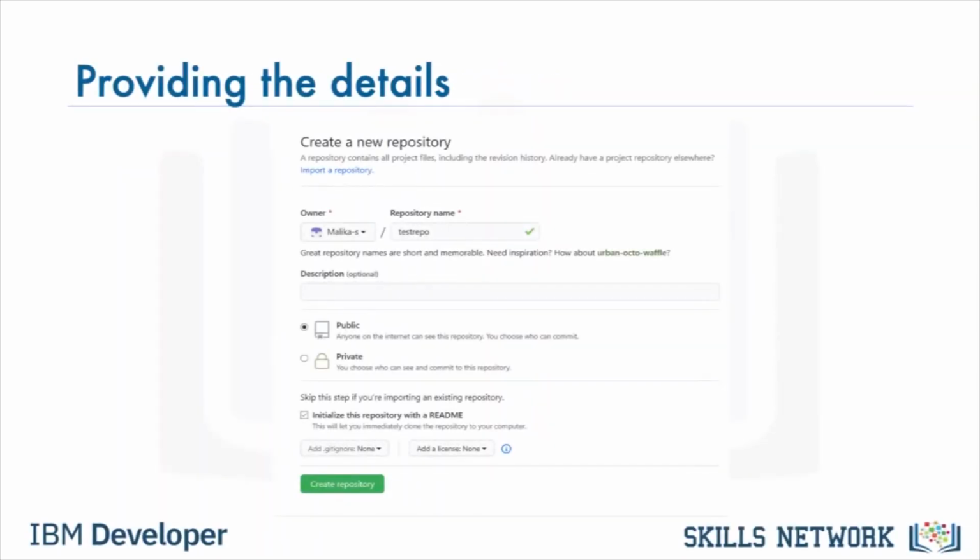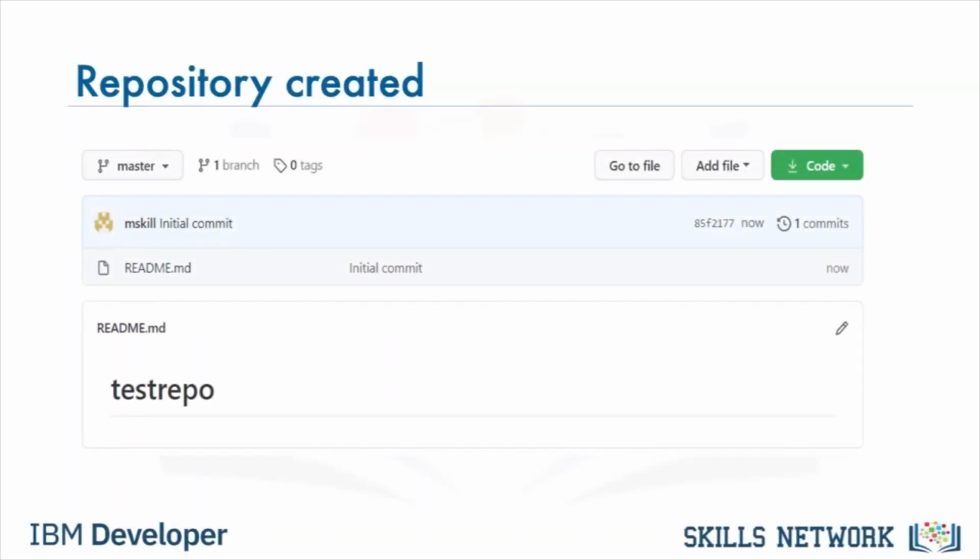To create a new repository, you need to provide these details. Give your new repository a name. Optionally, add a description of your repository. Choose the repository visibility, whether you want it to be public or private, and choose the option to initialize this repository with README file. Then click Create Repository. You will now be redirected to the repository you have created. The root folder of your repository is listed by default, and it has just one file, readme.md.